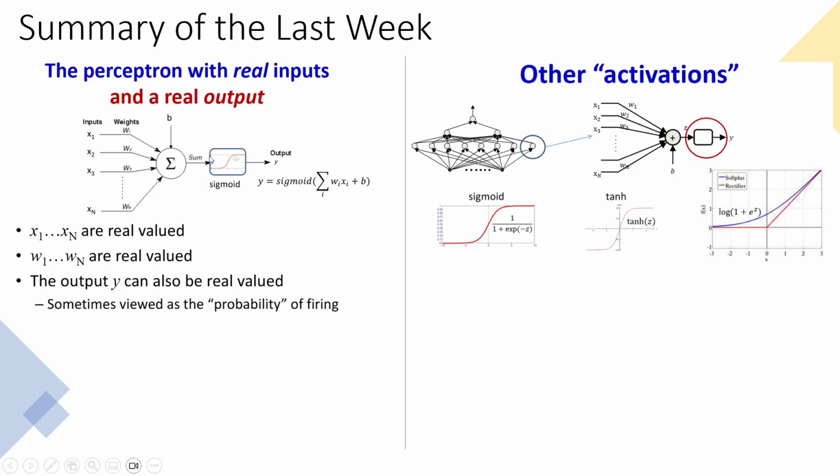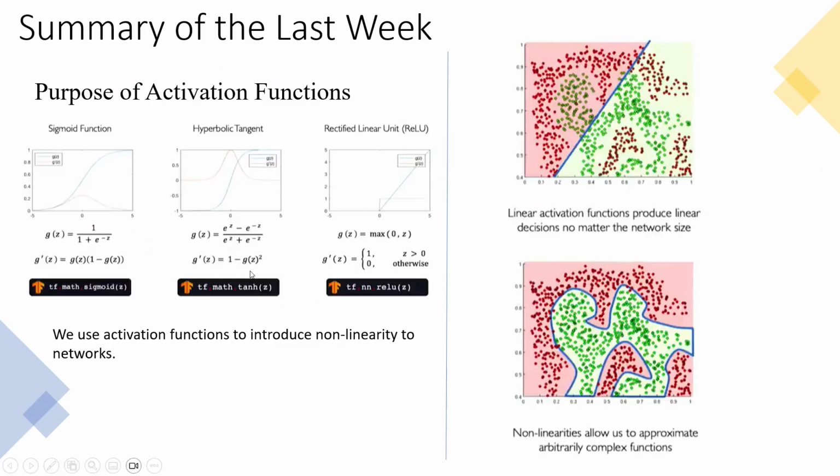And when we look at these activation functions, we had seen three of them. We had sigmoid, this is our famous sigmoid function. We have tanh, and we have relu as activation functions. We have seen we use these activation functions in order to introduce nonlinearity to our network. And in order to use these activation functions in TensorFlow, we had TensorFlow Math Sigmoid, we have tanh, and we have relu.